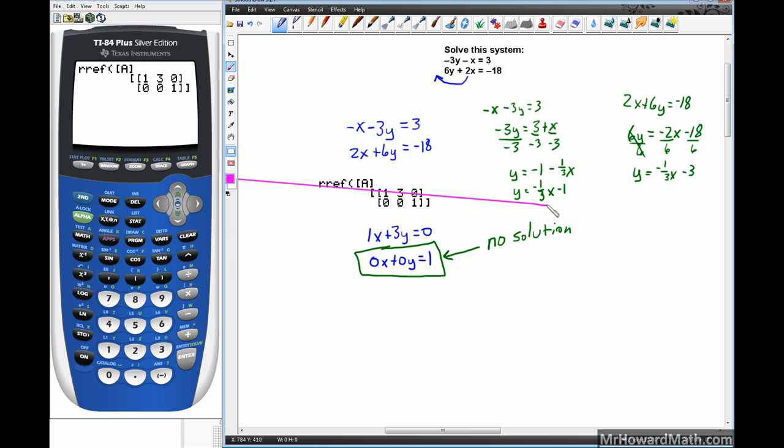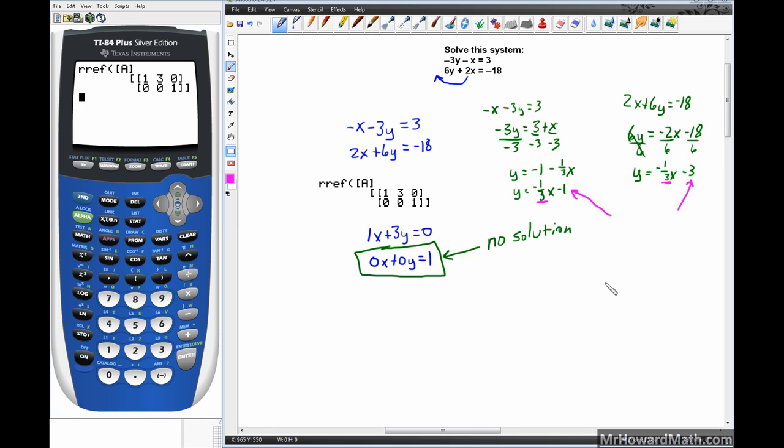This line has a slope of -1/3. This line has a slope of -1/3. This one has a y-intercept of -1. This one has a y-intercept of -3. Same slope, different y-intercepts means two lines that are parallel and they will never cross.